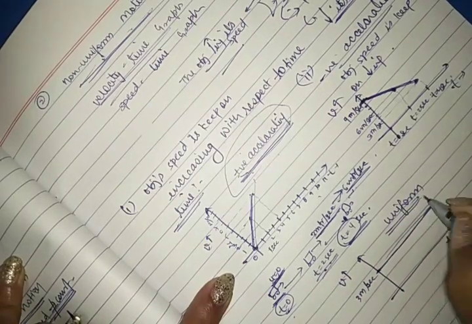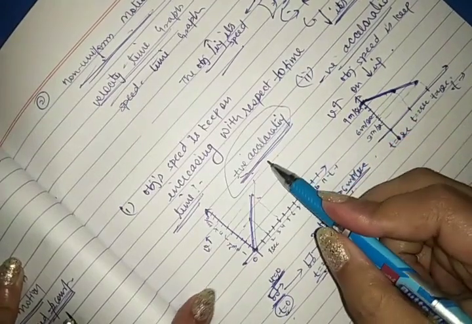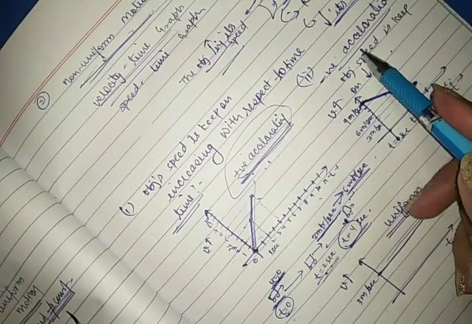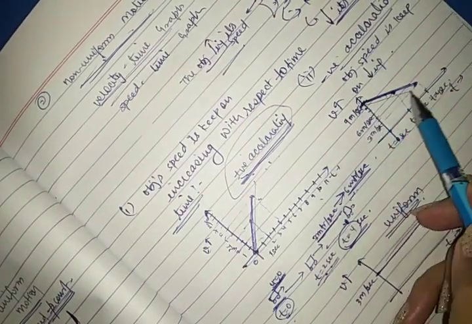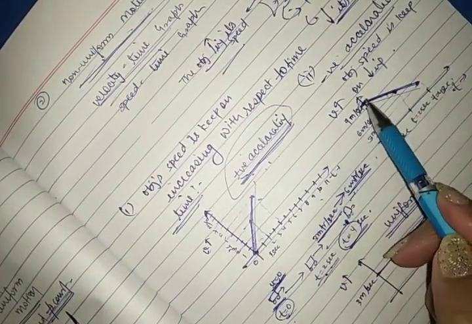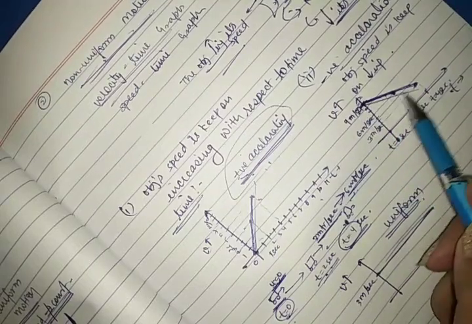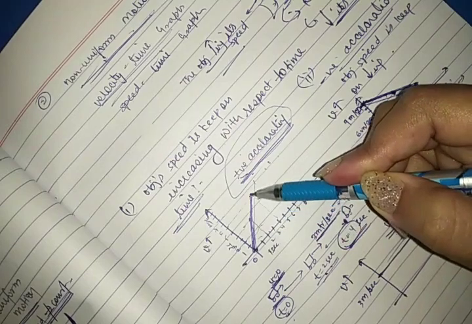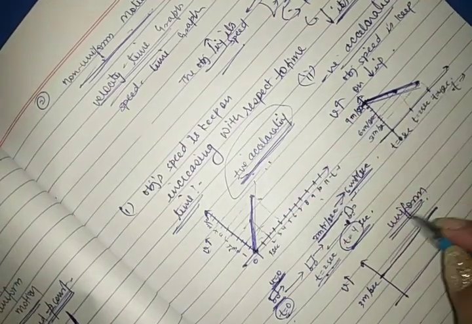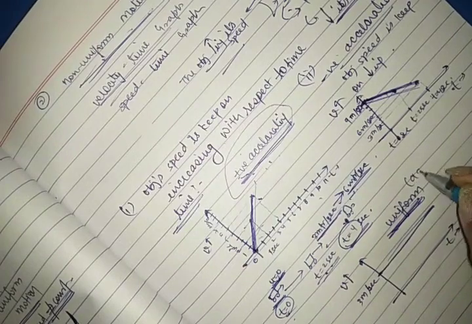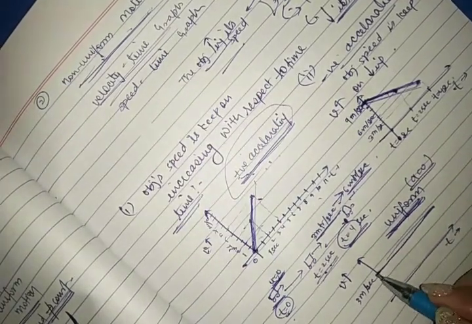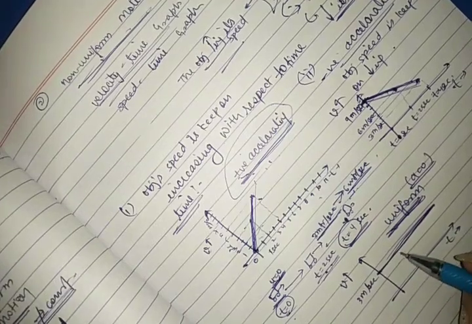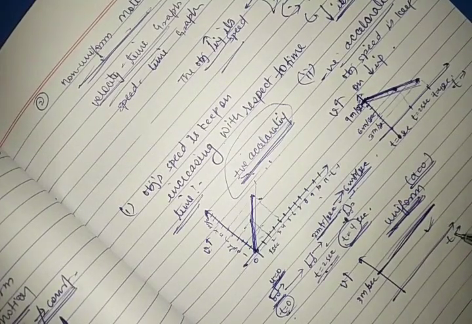And for non-uniform motion, there are two cases. First is positive acceleration, we will get a graph like this, and second is negative acceleration, that means speed keeps on decreasing. Negative acceleration means the object's speed keeps on decreasing, and positive acceleration means the object's speed keeps on increasing with respect to time. And uniform motion means acceleration is 0. That means the speed of the object is not changing with respect to time. That's how we get a uniform velocity time graph.